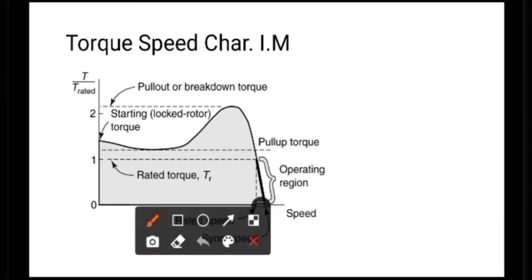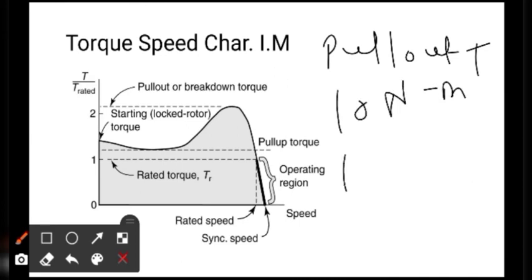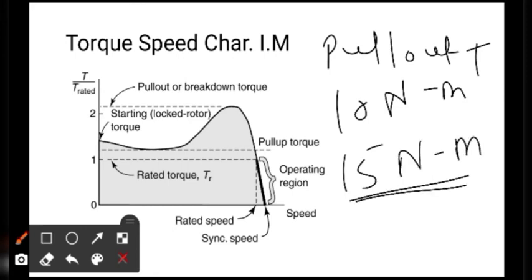Next torque is pull-out torque or breakdown torque. Consider an induction motor having a maximum torque capacity of 10 Newton meter. If we put a 15 Newton meter torque requirement load on the induction motor, then the motor suddenly stops, because its torque capacity is 10 Newton meter and we put a 15 Newton meter load on it. Therefore, the motor will suddenly stop.